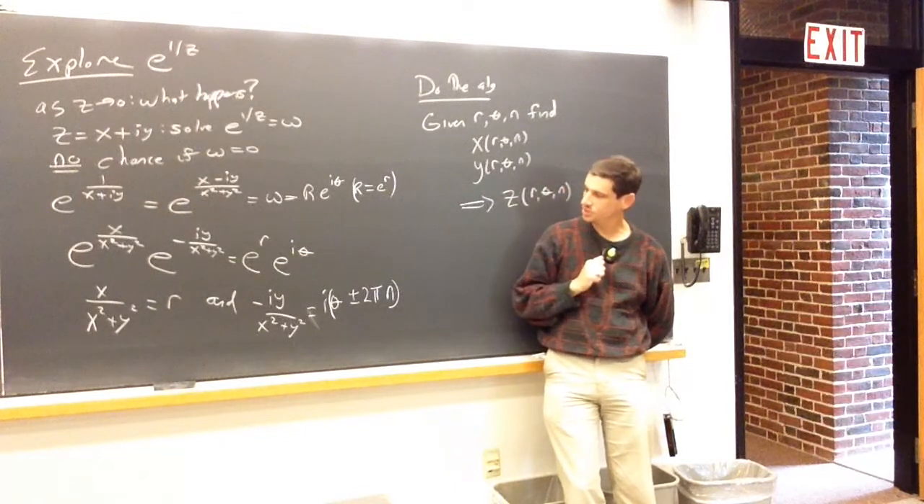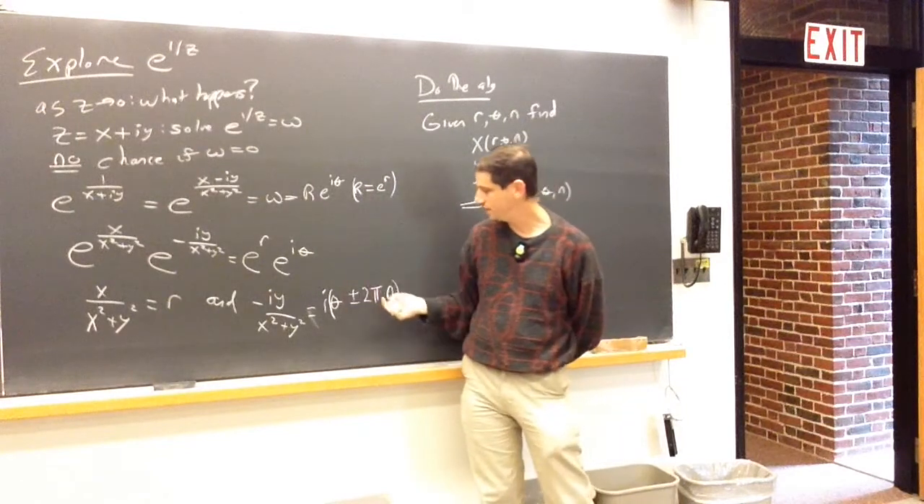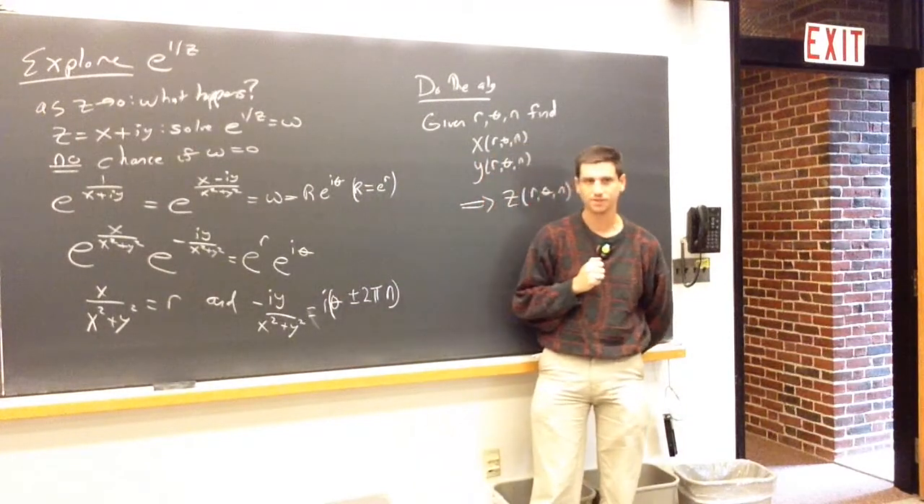Do you think this is always going to be solvable? If I give you values of theta and n, do you think you should always be able to solve this?